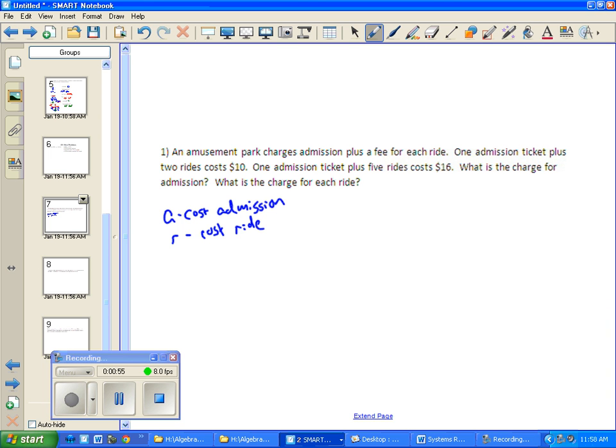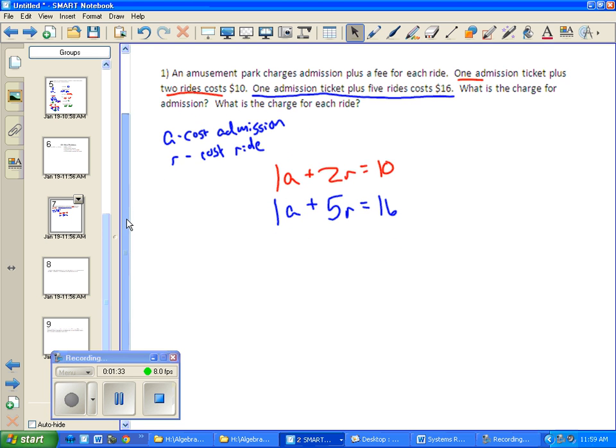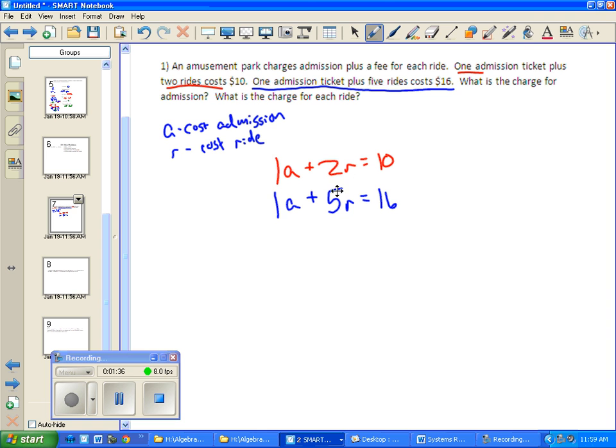The first sentence says 1 admission ticket plus 2 rides costs $10. So let's convert that into math. 1 times the cost of admission plus 2 times the cost of a ride, R, equals 10. 1A plus 2R equals 10. The next sentence says 1 admission ticket plus 5 rides costs $16. So 1A plus 5R equals 16. I've got 2 equations and 2 variables, so I can solve this.